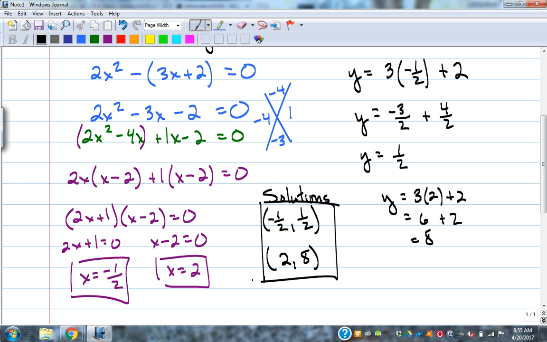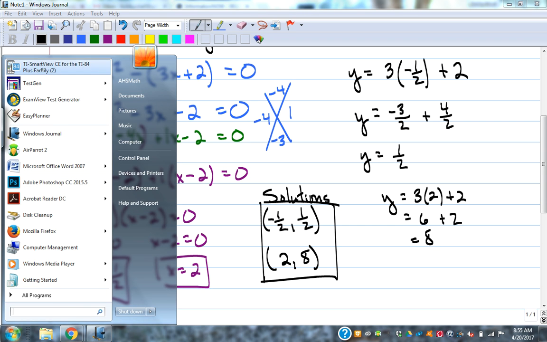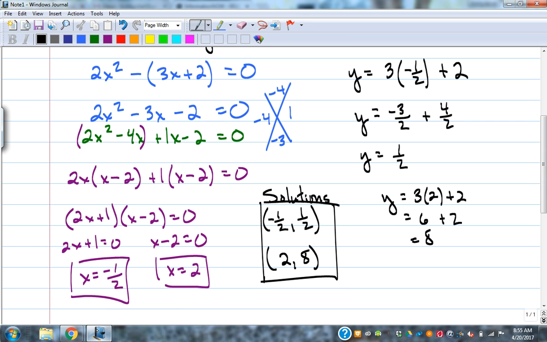All right. So that's using algebra to solve a nonlinear system. Let's look at graphing as an option. I'll kind of give you a second here. I'll let my calculator be open. You guys get that copied down.